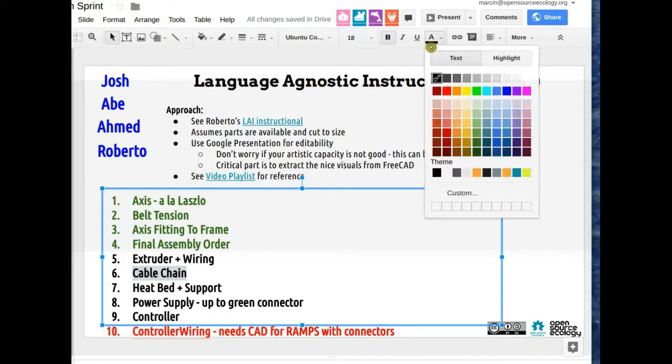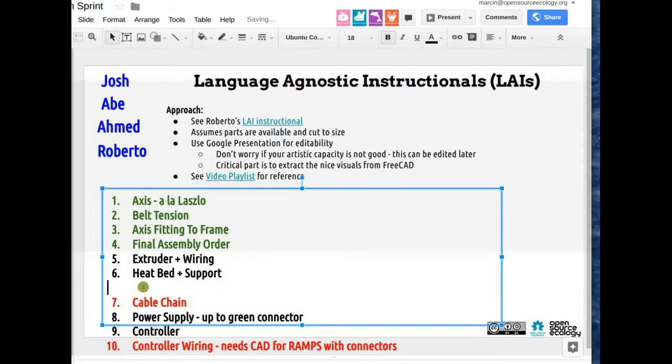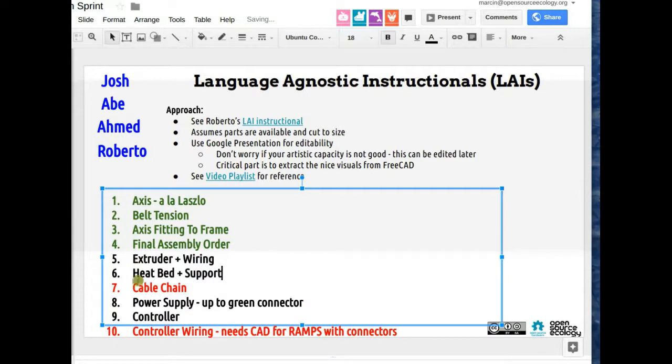I'm going to put cable chain in red since that plus the controller wiring are harder ones. The power supply up to the green connector is also not really shown, and the controller not really shown here, but we've got five. Let's put these, the ones we have information for, as 1 through 6.